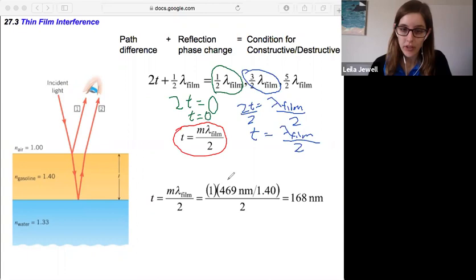Notice for lambda film, it's our wavelength divided by the 1.4. We need to include that still. And they find the thickness of the gasoline is 168 nanometers. So very thin, but enough to produce this effect, to destructively interfere for the blue light, but not for the yellow light.